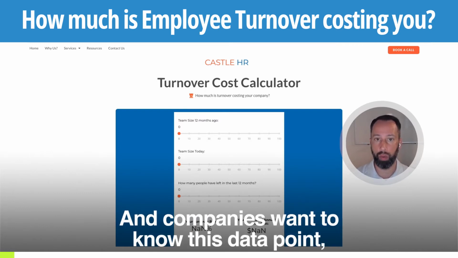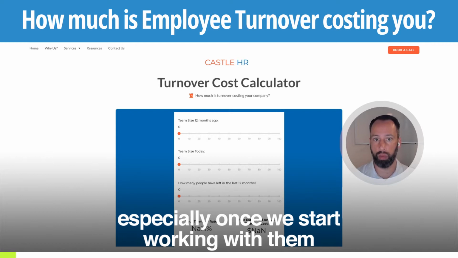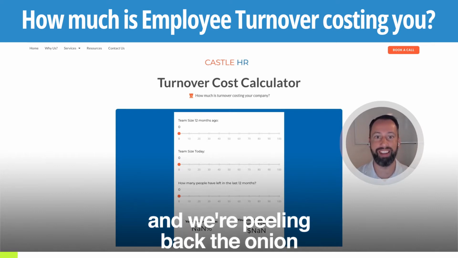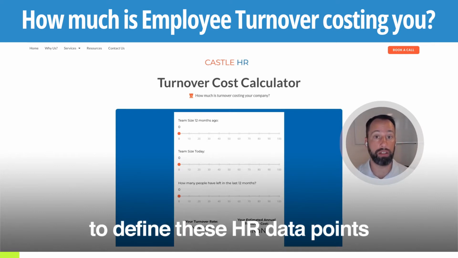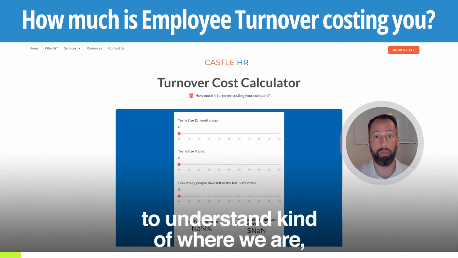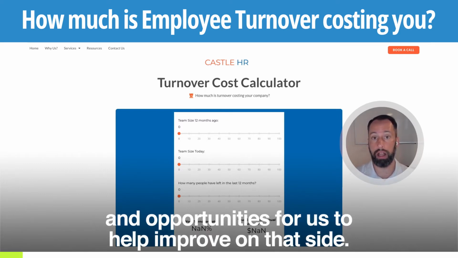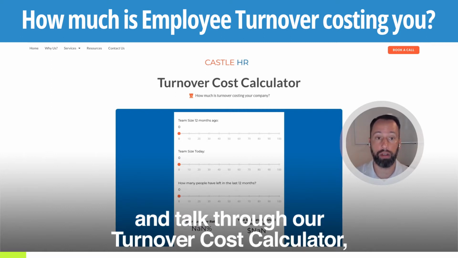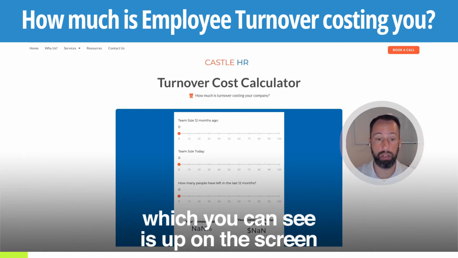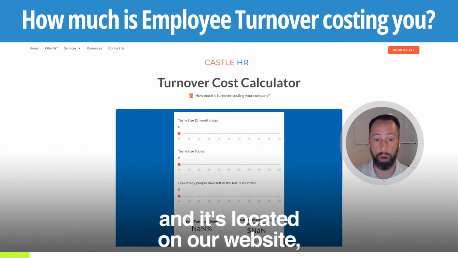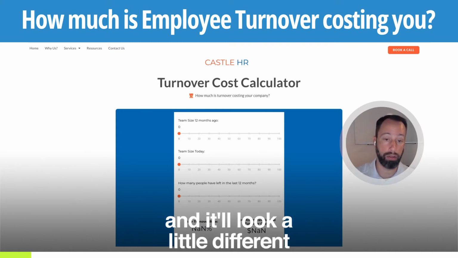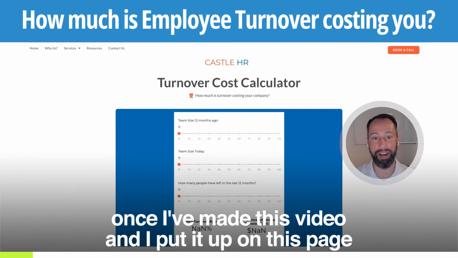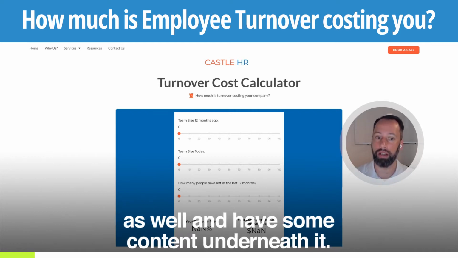Companies want to know this data point, especially once we start working with them and we're peeling back the onion to define these HR data points, to understand where we are and opportunities for us to help improve. So I thought I'd take some time now and talk through our turnover cost calculator, which you can see is up on the screen and is located on our website. It'll look a little different once I've made this video and put it up on this page with some content underneath it.